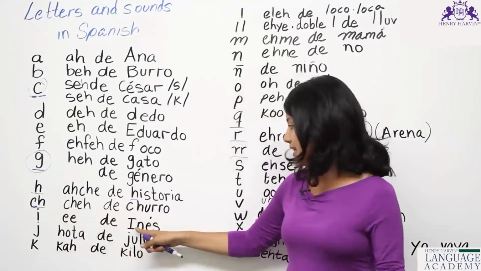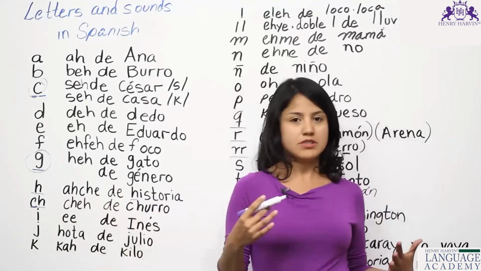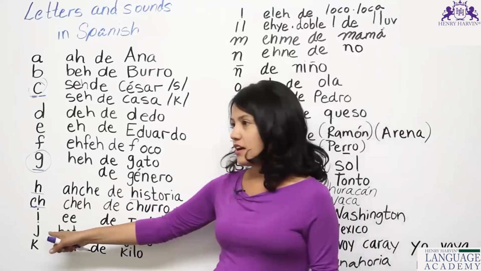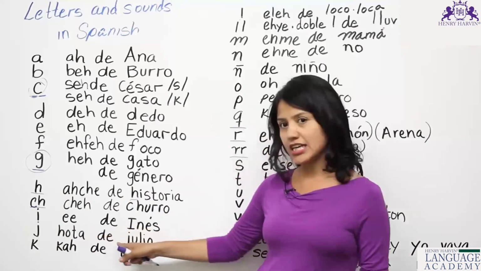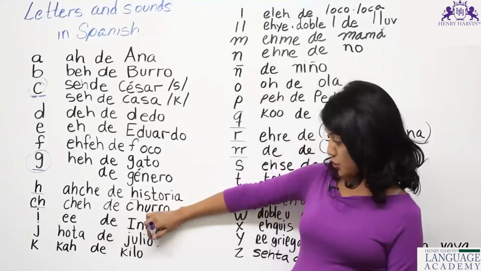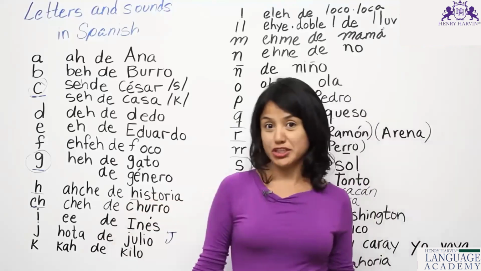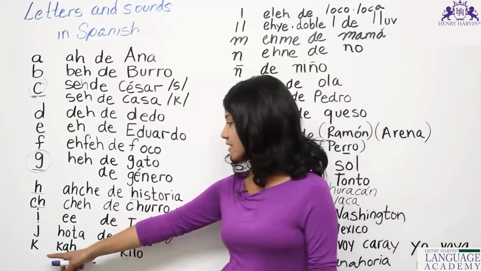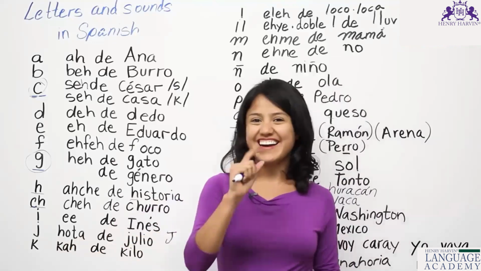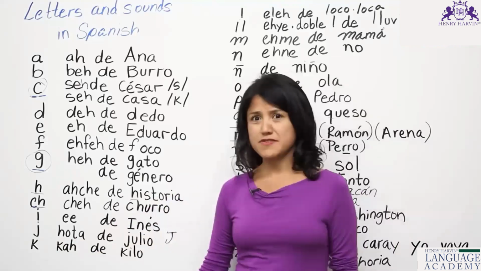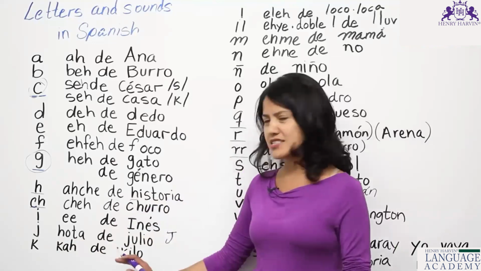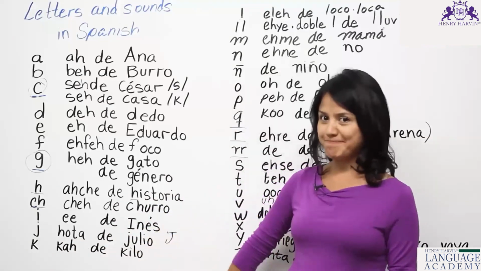I de Inés. Maybe my name could be Inés, but no, I'm Ana. I de Inés. J de Julio. Julio, if it's the month, with a lowercase, but Julio, if it's your name Julio, maybe your name is Julio. Why not? I don't really like that name. K de kilo. And this one is interesting, K de kilo. Because, for example, in Mexico, we always express things by kilo, not pounds, libras, esas cosas. Always kilo. K de kilo.